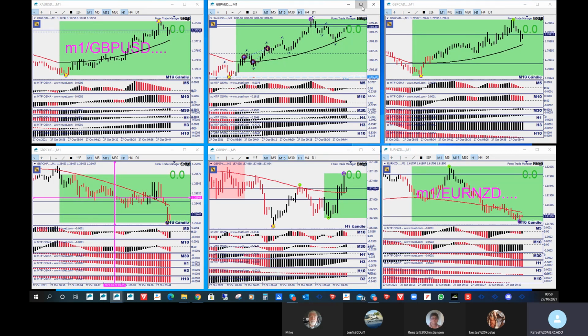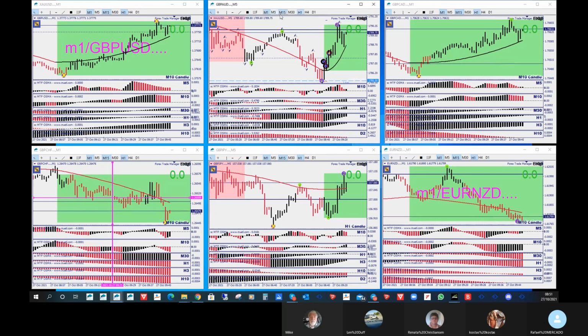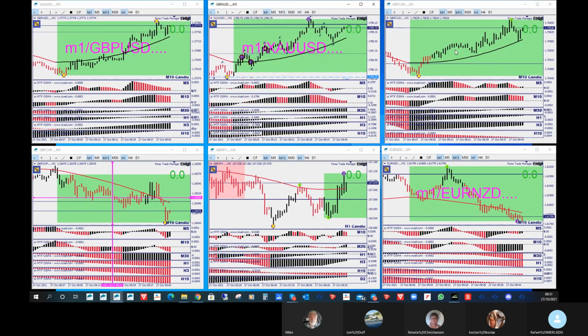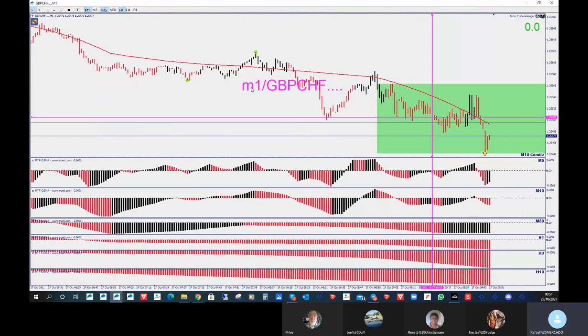Okay, we're playing with that round number in gold. I like that bounce.